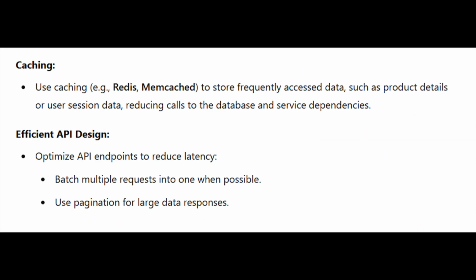Caching. Use caching, for example Redis or Memcached, to store frequently accessed data, such as product details or user session data. Reducing calls to the database and service dependencies. Efficient API design. Optimize API endpoints to reduce latency. Batch multiple requests into one when possible. Use pagination for large data responses.